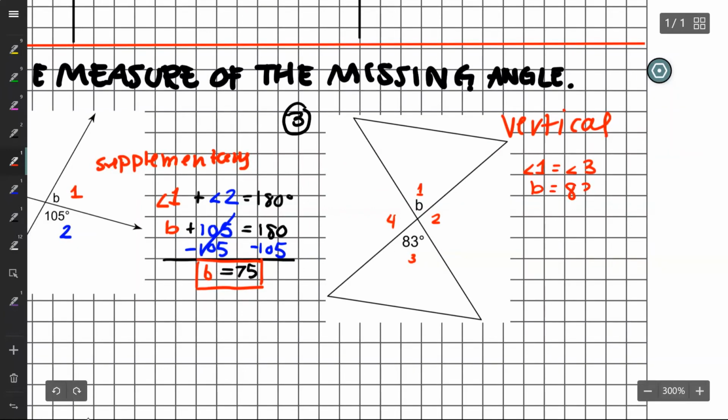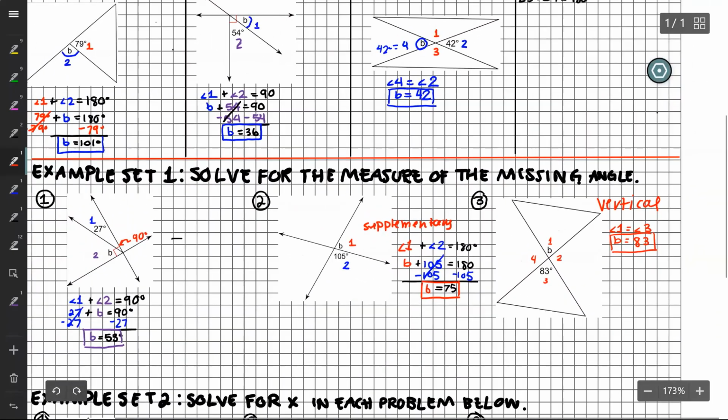So if angle 1 is B and angle 3 is 83, that means that B equals 83. Vertical angles, easy, they're just congruent.